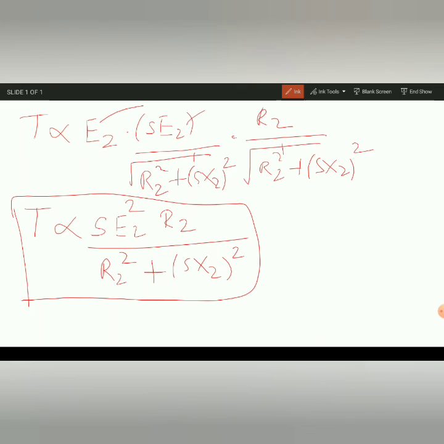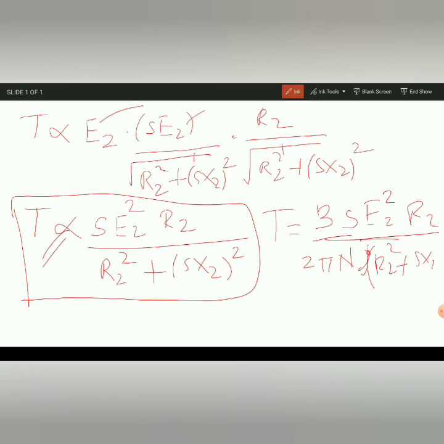Now if you want to remove this proportionality, then torque equals 3 by 2 pi n into s E2 square R2 divided by R2 square plus S X2 the whole square. Okay, so this is the final torque equation. The unit will be Newton meters. I hope you all understand.